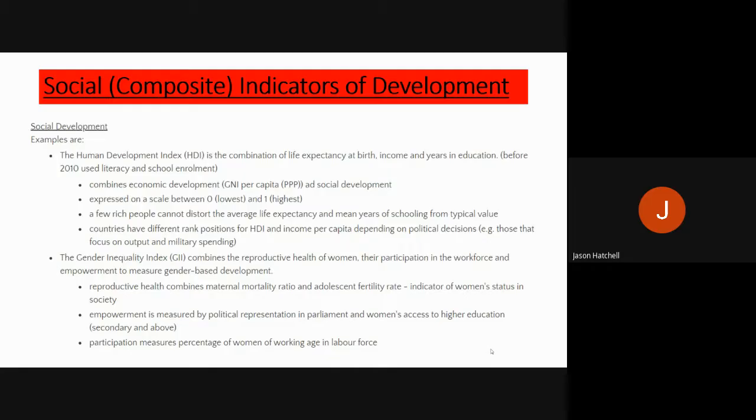And then we've got the idea also of the GII, which is the Gender Inequality Index. And this looks at reproductive health, participation of women in the workforce, and empowerment of women. And so therefore what this does is it indicates the equality between women and men in society and the participation of women in that full democratic society.